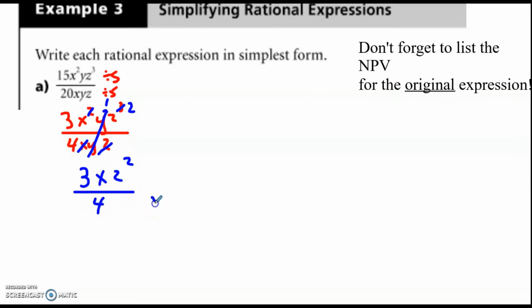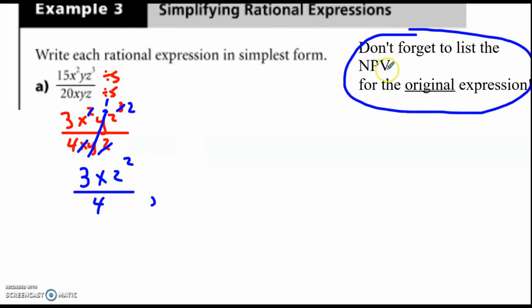and just 4 in the denominator. Okay, for non-permissible values, we got to go back to the original expressions. I'm just reminding you up here, so don't forget to list the non-permissible values for the original expression. So x, y, and z could not be 0.